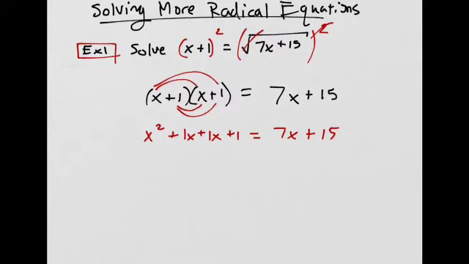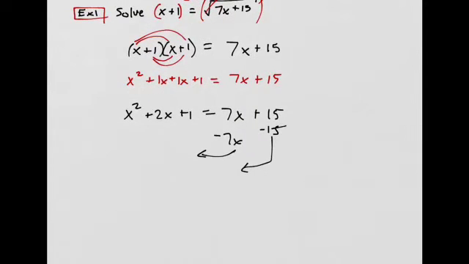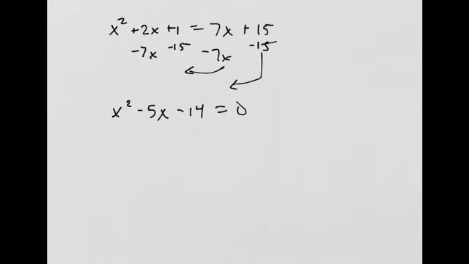So I'm going to combine like terms, and I have a quadratic, so I'm going to get everything to one side, see if I can factor. So I got x squared plus 2x plus 1 equals 7x plus 15. I will subtract the 7x over and subtract the 15 over to both sides. So then I get x squared, that's minus 7x there, so minus 5x, right? 7, 6, 5, yep. And then minus 15, that's minus 14 equals 0.